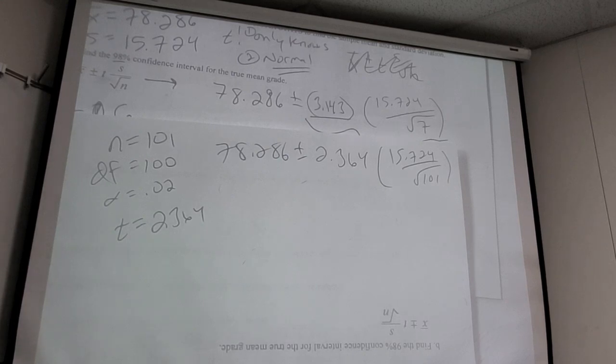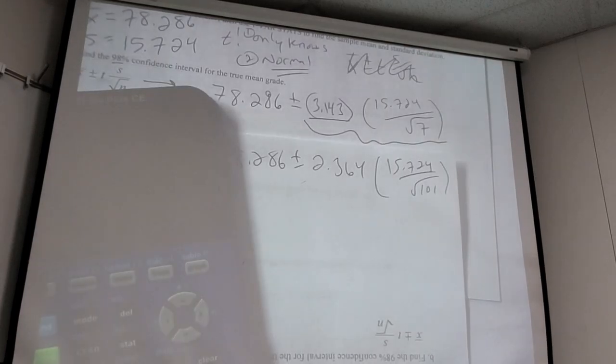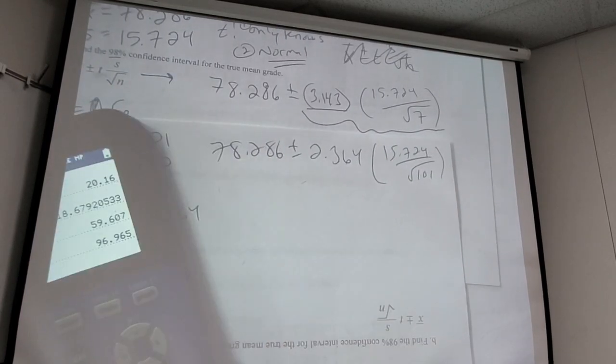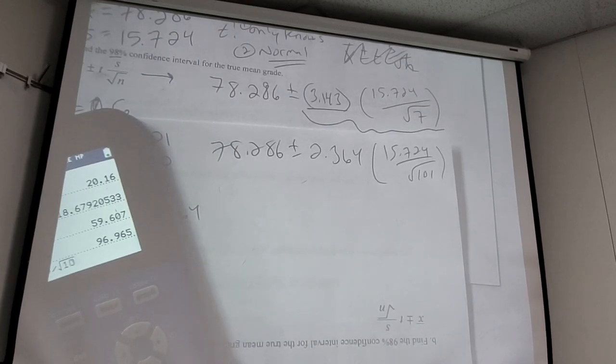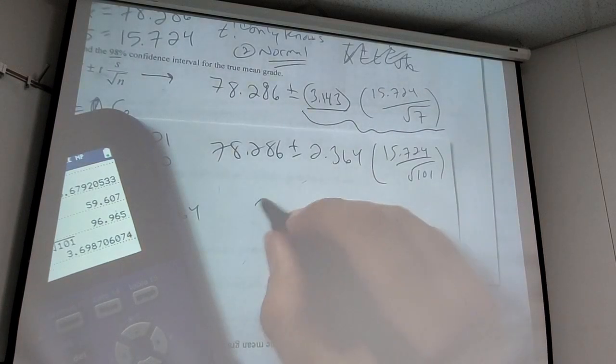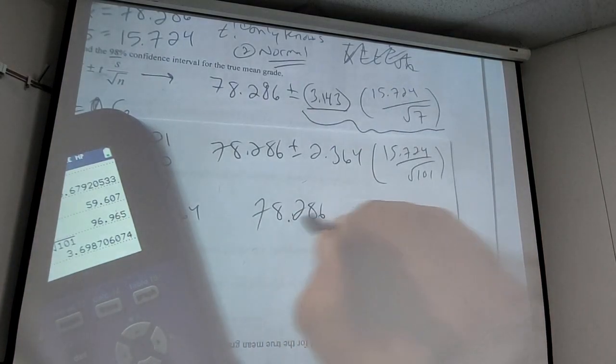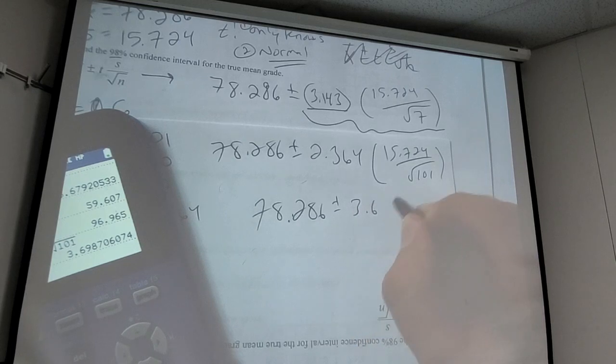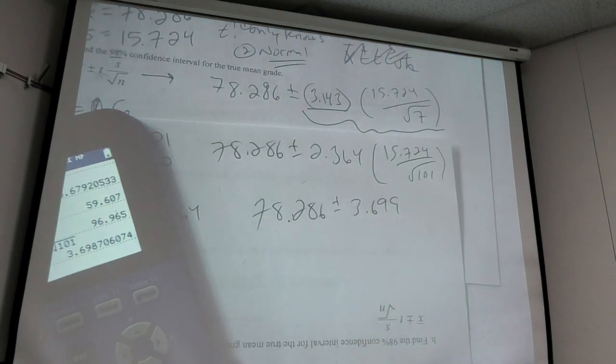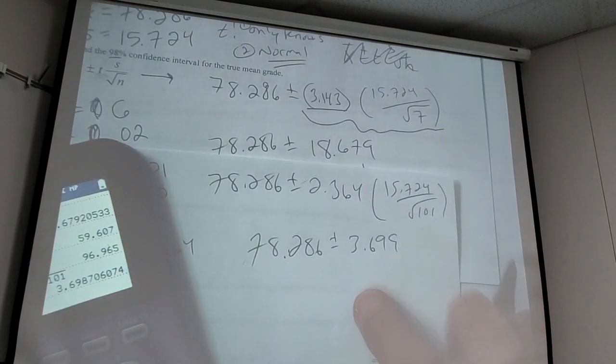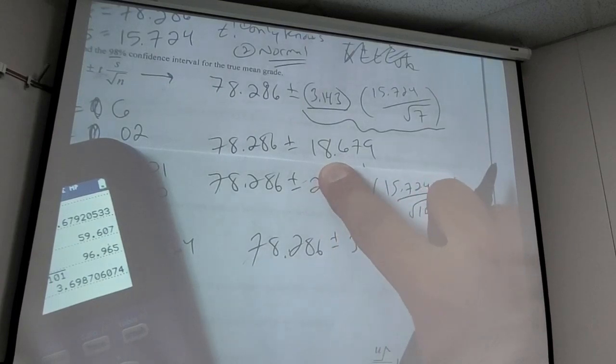So let's see, what would that error be now? Let's see if this is a more reasonable confidence interval. 2.364 times... Yeah, we get 78.286, give or take 3.699. Much better error than 18 point something.